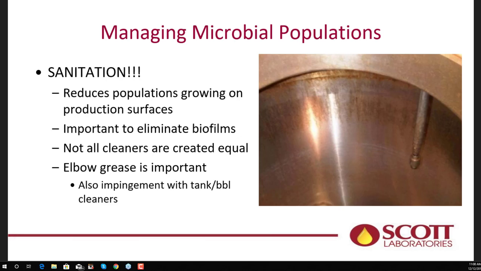If it smells sour, if it smells bready, if it smells like some putridness, you have a sanitation problem. This is a biofilm right there. You have to physically remove that stuff before you can add any sort of sanitizing agent. So this would require elbow grease, or if you have a tank washer or a barrel cleaner, you've got to remove this soil and these deposits before you can actually use any sort of sanitizer.